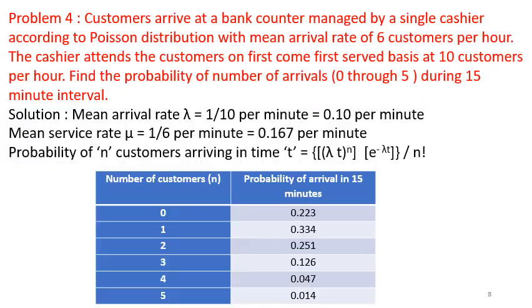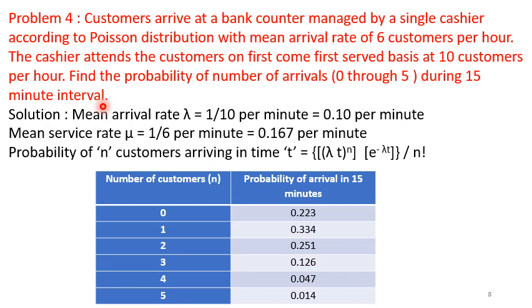Let us take another problem now. Problem 4. Customers arrive at a bank counter managed by a single cashier according to Poisson distribution with mean arrival rate of 6 customers per hour. The cashier attends the customers on first come first served basis at 10 customers per hour. Find the probability of the number of arrivals 0 through 5 during a 15-minute interval.